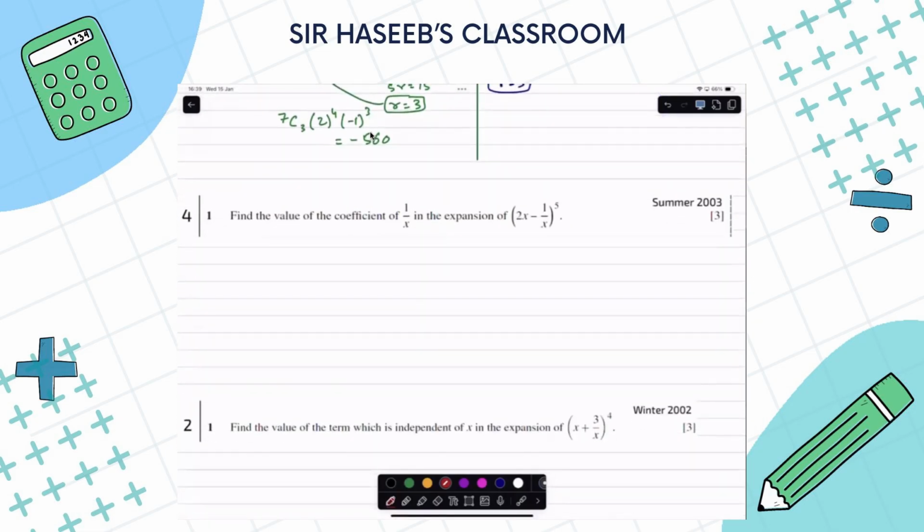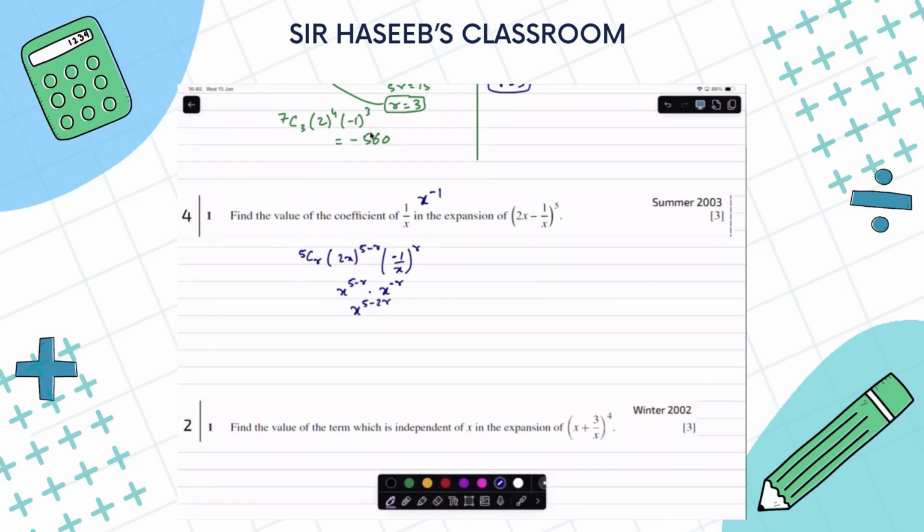The value of the coefficient of 1 over x in the expansion of this. Okay. So (2x minus 1 over x) to the power of 5. I need the coefficient of x power negative 1, right? So I'm going to apply the same concept: 5CR, (2x) to the power of 5 minus r, (minus 1 over x) to the power of r. So this is x power 5 minus r, and this is x power negative r. Makes it x power 5 minus 2r.